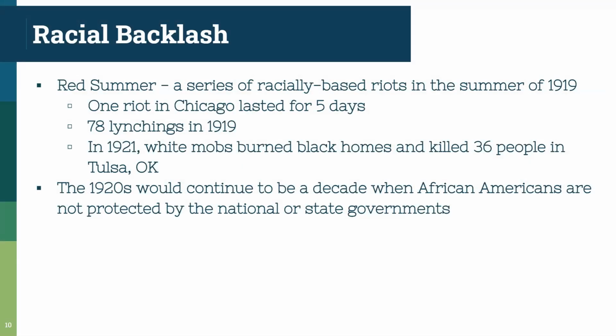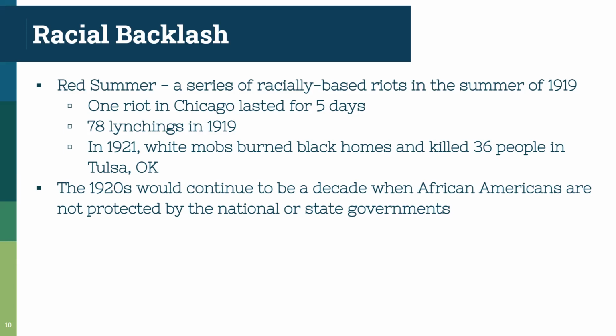And so all these different factors lead to a series of riots and mob attacks throughout the summer of 1919, known as Red Summer. A riot in Chicago lasted for 5 days. There are 78 known lynchings, and there's probably more, in 1919 alone, of African American men.